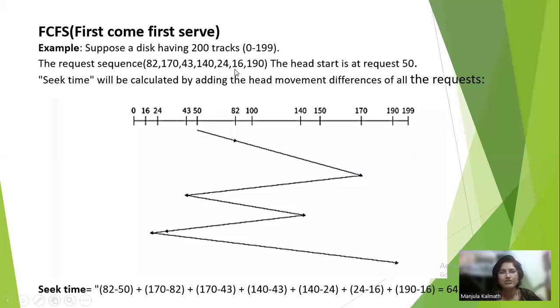Then finally, from 16 to 190. Now here it is 16 and this is 190. 190 minus 16. Then what is the total time taken for this here? By adding all these differences, the total cylinders transferred in order to give the service for all these files in this sequence is 642. This is how it goes for first come, first serve. In order to give the service for all these files, the seek time taken for first come, first serve is 642. I hope it is clear to you.